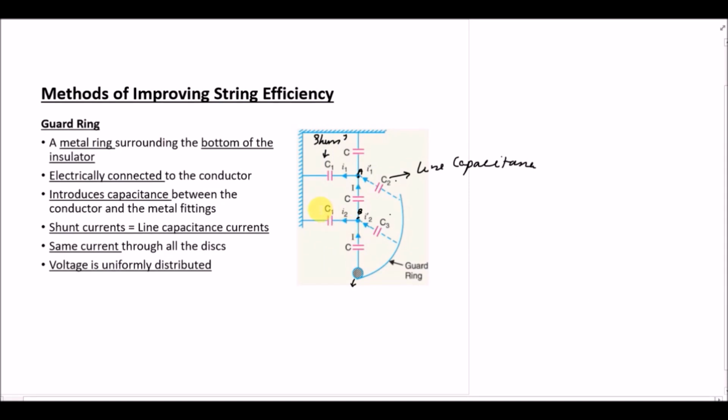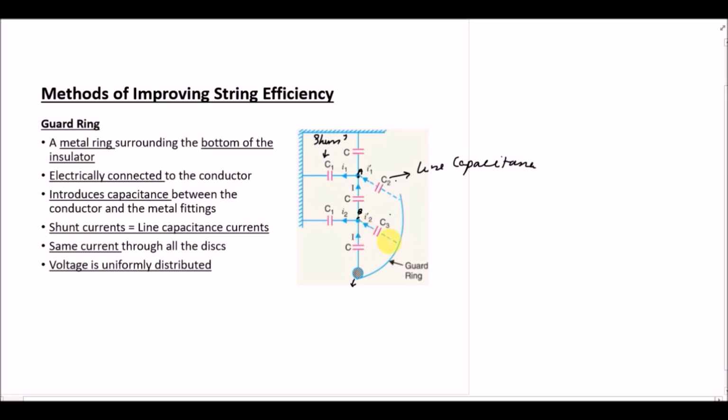The last one was that we have to use a guard ring. It is a metal ring which is electrically connected to the conductor, and it surrounds the bottom insulators. For example, in this case it is surrounding the two bottom insulators, and the guard ring is attached to the conductor. It introduces a capacitance between the conductor and the metal fittings of the insulators.